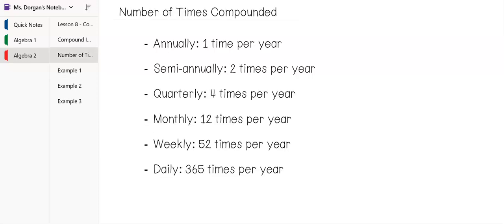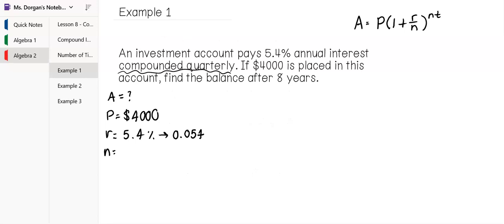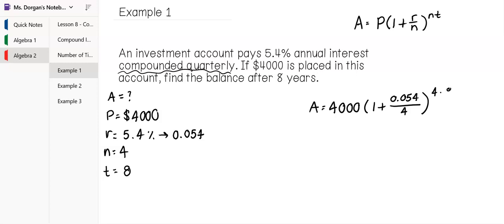Okay, after that, N, the amount of times that it is compounded. So it says here it's compounded quarterly. So if we go back to our chart here, quarterly means 4 times per year. So my N value is going to be 4. And then lastly, T. After T time periods, in this case, we want to find the balance after 8 years. Okay, now that we have all of our pieces picked out, let's go ahead and plug it into our formula. So A equals P, so 4,000, times (1 plus R, so 0.054, divided by N, which is 4) to the N times T, so 8 times 4.